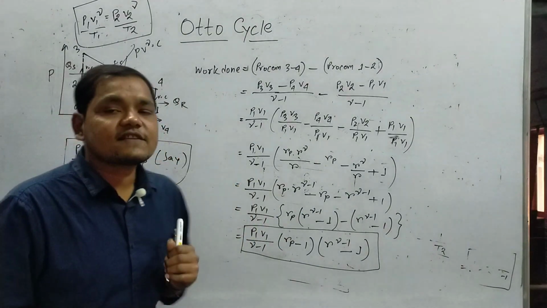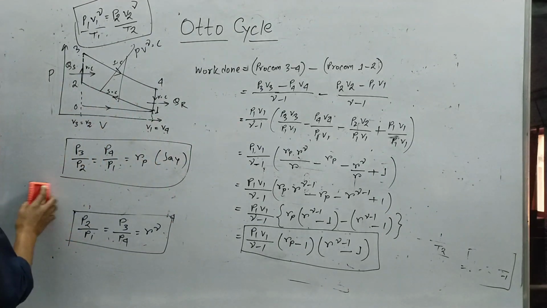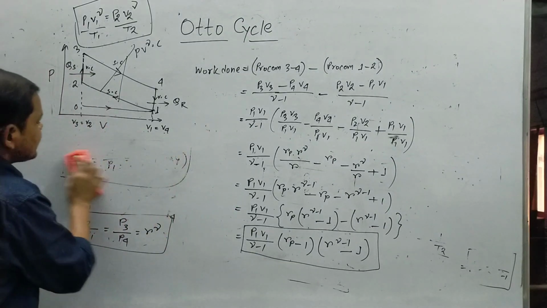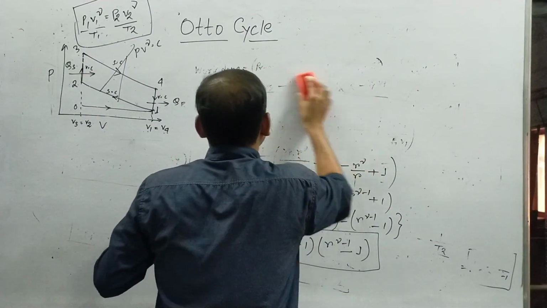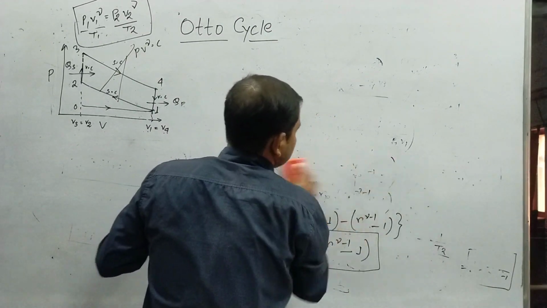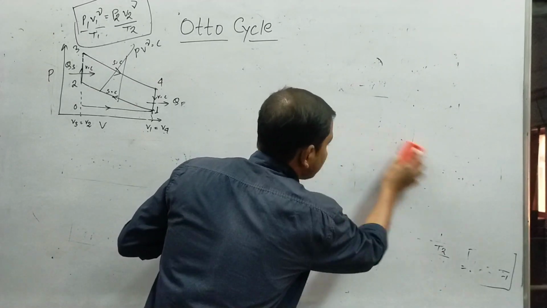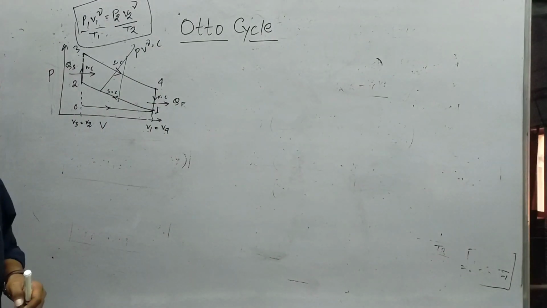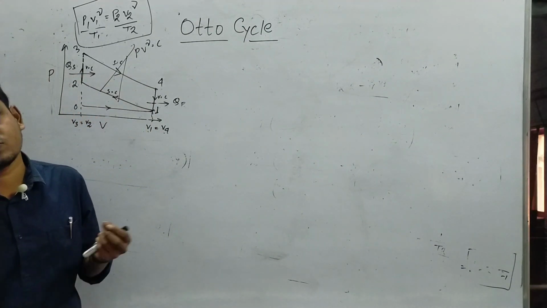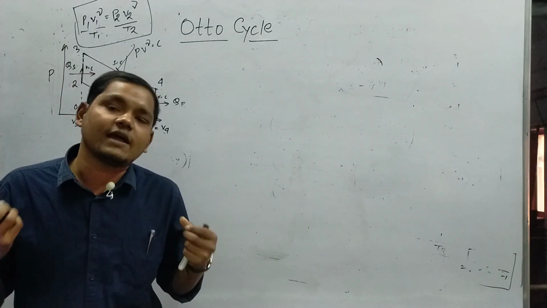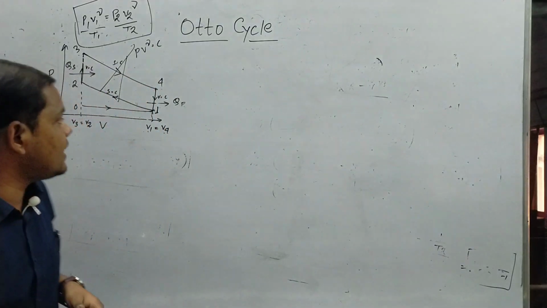And now let us calculate the mean effective pressure. How can we calculate the mean effective pressure? Mean effective pressure is defined by the ratio of work done to the swept volume. What is swept volume? That is also called the displacement volume. We will be discussing all this in case of performance of engine: what is swept volume, what is clearance volume, what is total volume, what is generally cubic capacity. We will be discussing all this topic in case of performance of an engine.